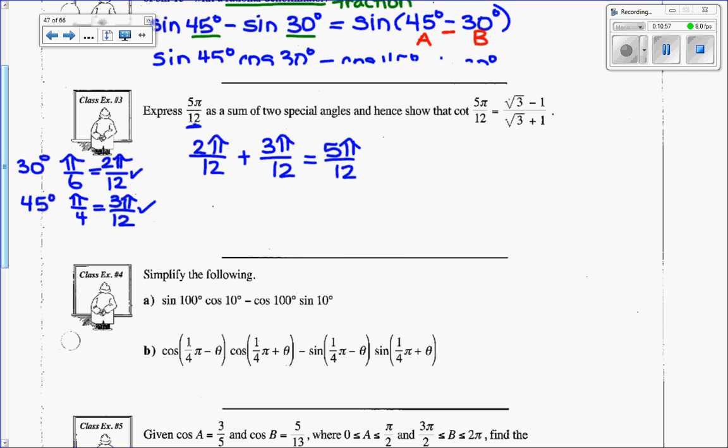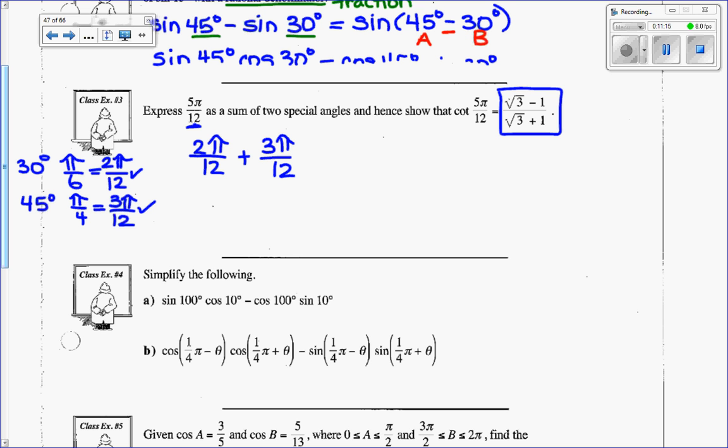Okay, so now I'm going to just back up here because this is saying express that as a sum of two special angles to show that that equals this: root 3 minus 1 over root 3 plus 1. Okay?